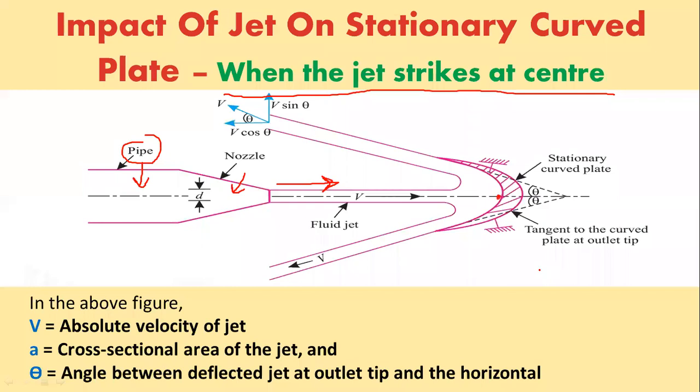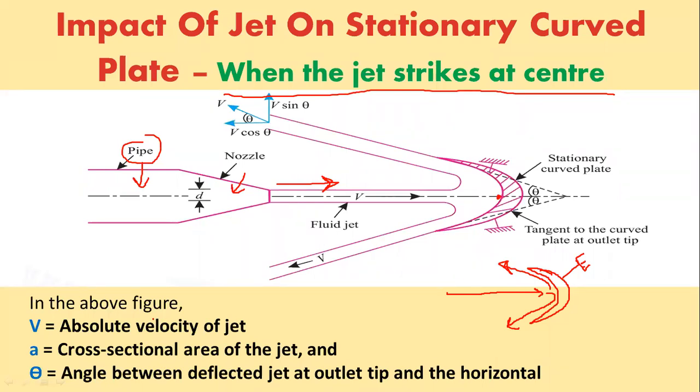Now, as you can imagine, after the jet strikes the plate, as this plate is stationary, the water jet is going to move along the plate and it is going to fall out. That jet of water is going to move along the plate after it has struck it, and then it is going to fall out.